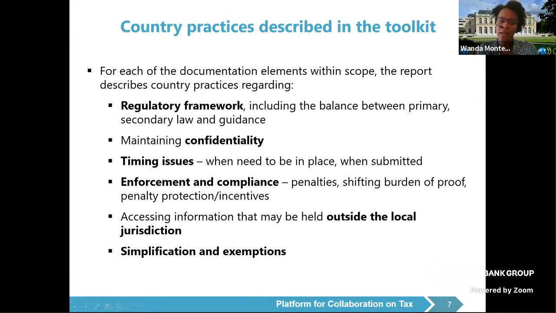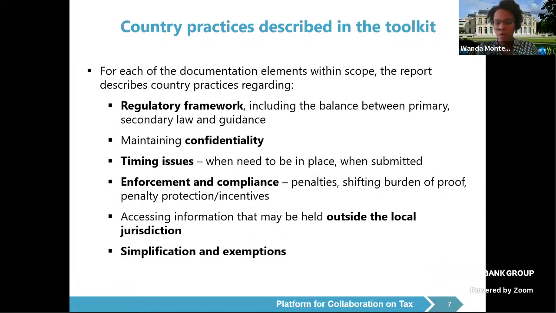And for each of these documentation elements, and if we can maybe pass to the next slide, the report will provide explanation and guidance, as mentioned before, relying on the existing guidance in the transfer pricing guidelines and the UN manual, as well as country practices. And it will also describe the common trends within jurisdictions with respect to several aspects, such as the regulatory framework, including the decision whether a certain part of the documentation requirement will be included in primary legislation or in secondary legislation.